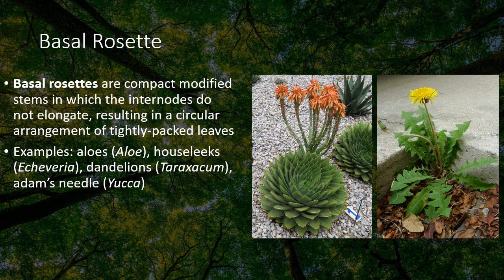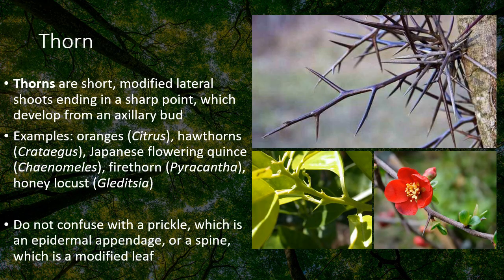And we know that leaves attach to a stem at a node. So what that means about a dandelion is that the stem is actually super, super compact and the internodes are extremely short. Same thing in an aloe. Each leaf of this aloe is attached at a node, but the internodes just don't elongate. So you just end up with this tightly packed arrangement of leaves in a little circle. It's called a rosette. Other good examples might be yucca or echeverias. So that's a basal rosette. A lot of weeds have basal rosettes as well.